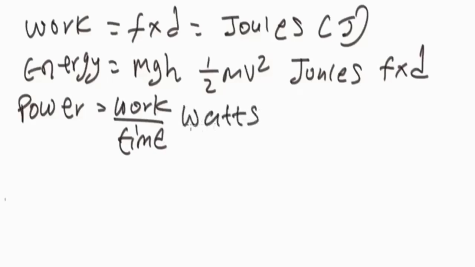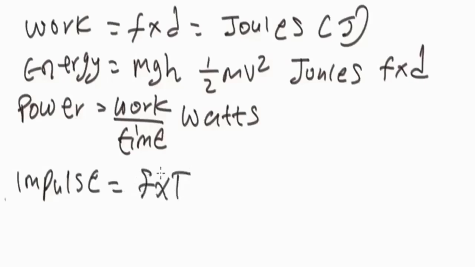Alright, so we also have our impulse. Impulse is calculated using force times time. The unit of impulse is Newton second. We can also measure impulse in kilogram meter per second, so either one will work. These are the basic derived quantities we have in physics. We have others, but these are the basic ones.